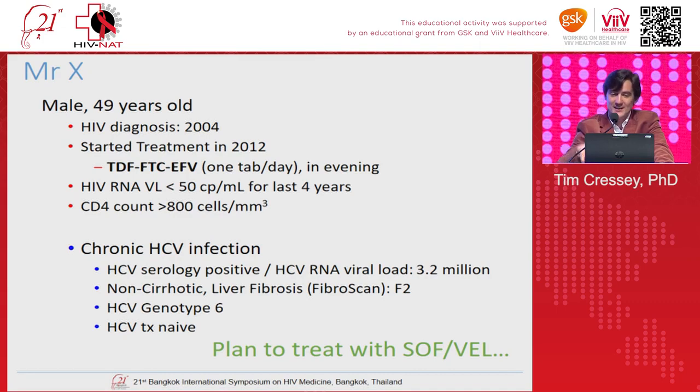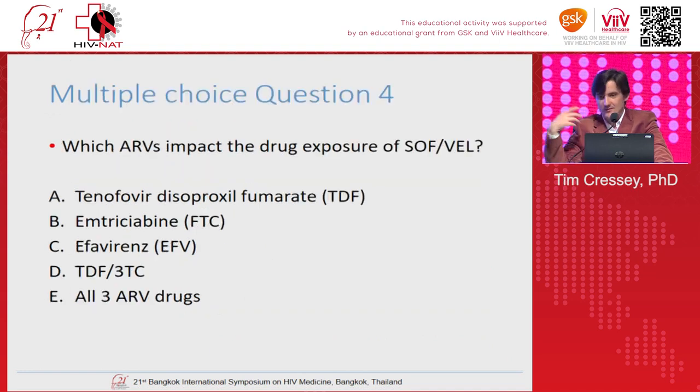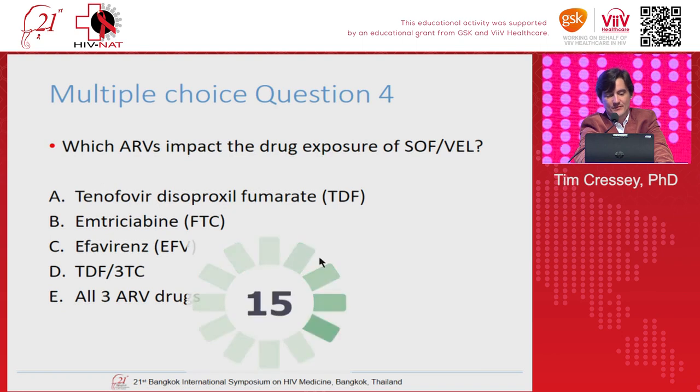So if you're going to do that in this setting, HIV infected, you're going to treat with SOF-VEL, genotype 6, and maybe you don't know this yet, because I'm going to tell you in the next few slides, what type of ARVs would impact the SOF-VEL that you're going to prescribe? So they're on a triplet, tenofovir, FTC, efavirenz. Do we expect that to interact with the SOF-VEL? And which one would it be?